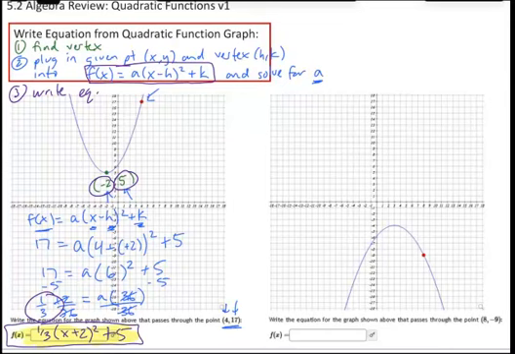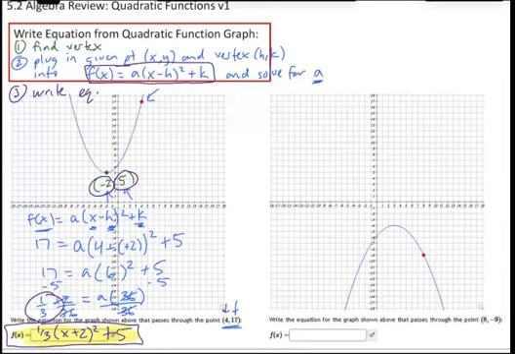So looking at the graph, you should see that this is a little bit wider graph. That means that the fraction is going to be between 0 and 1, less than 1. It also opens down, so you should expect that your a value, or the leading coefficient, should be a negative number as well. So when you come up with your final value for a, we're expecting it to be a negative fraction, less than 1 in absolute value. So a number less than 1 and a negative sign.